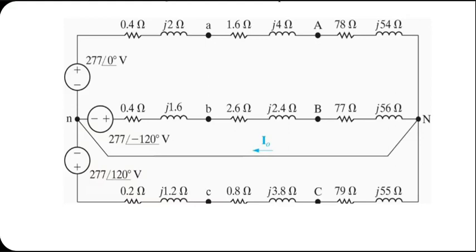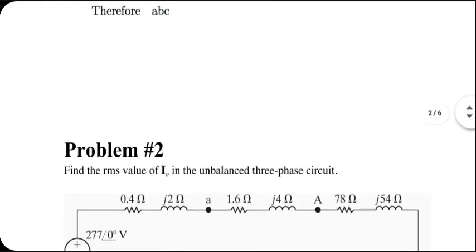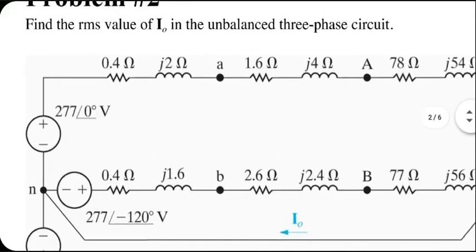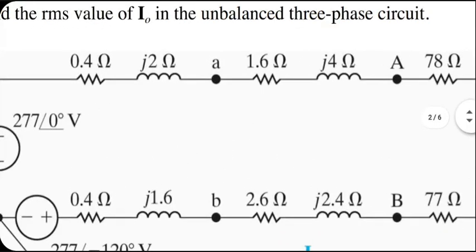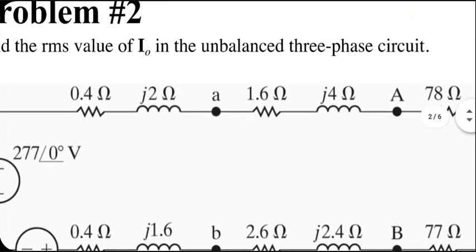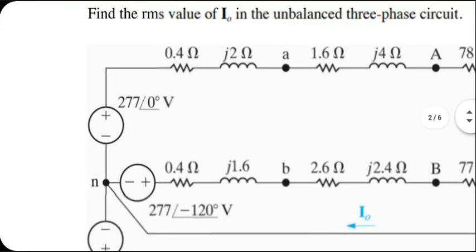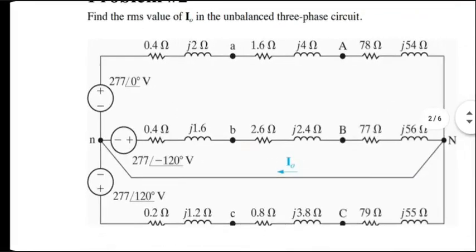Now, the peak voltages are given, I suppose, although they have not mentioned whether these values are peak or RMS. We'll see. Yeah, these are RMS values, I think. Find the RMS value of I0. Let's see what it is. Anyway, important thing is to analyze the whole thing. I0 is the current flowing through the neutral. Okay. They want the neutral current.